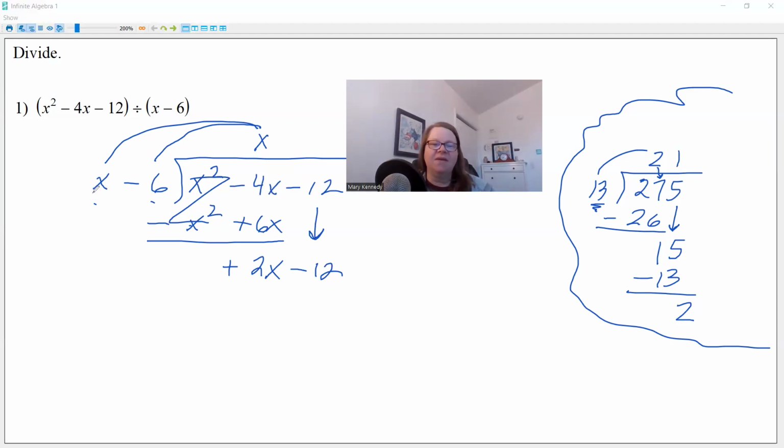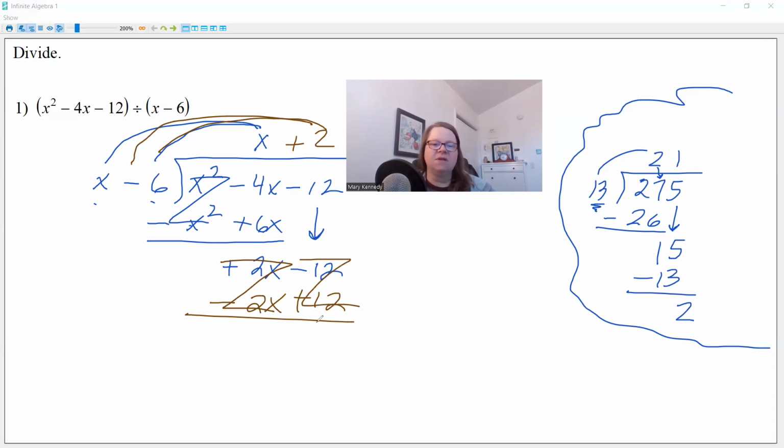And now I'm thinking, okay, let me change gears here. How many times do I multiply x to get 2x? Well, x times 2 is 2x. So I'm going to put a plus 2 up here. So now let's multiply again. 2 times negative 6, that's negative 12. 2 times x is 2x. Draw a line, change the signs. 2x minus 2x is 0. Negative 12 plus 12 is 0.